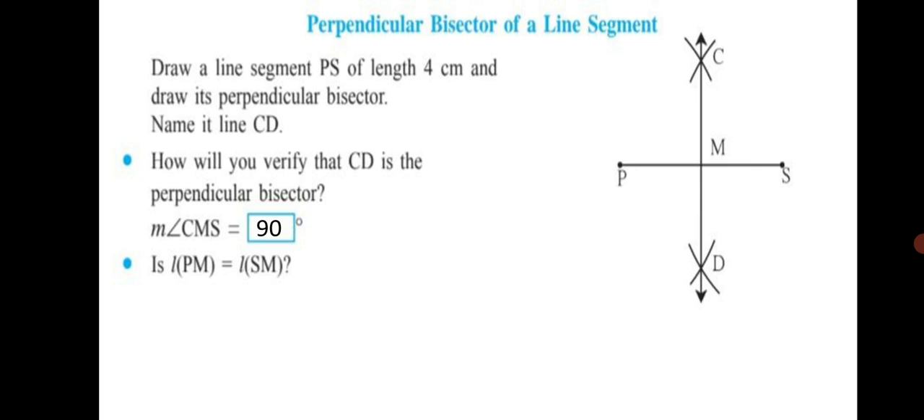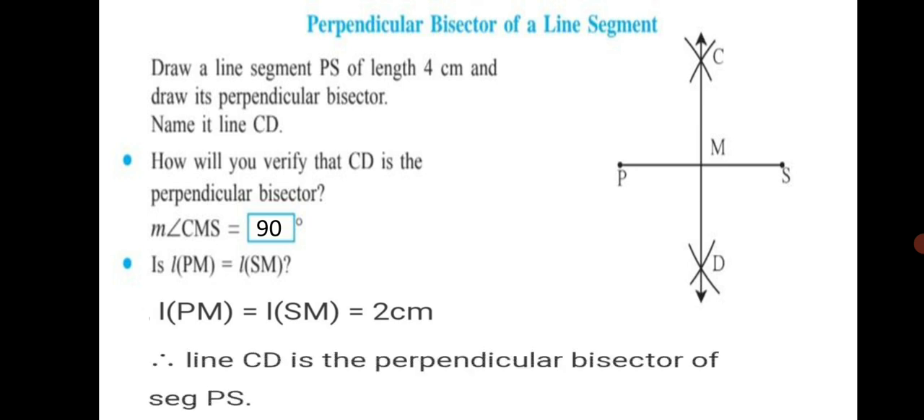Now, is length PM equal to length SM? You will measure it yourself and you will find that length PM is equal to length SM is equal to 2 cm. That means line CD is the perpendicular bisector of line segment PS. So this way you have learnt already about a perpendicular bisector of a line segment and we have recalled it.